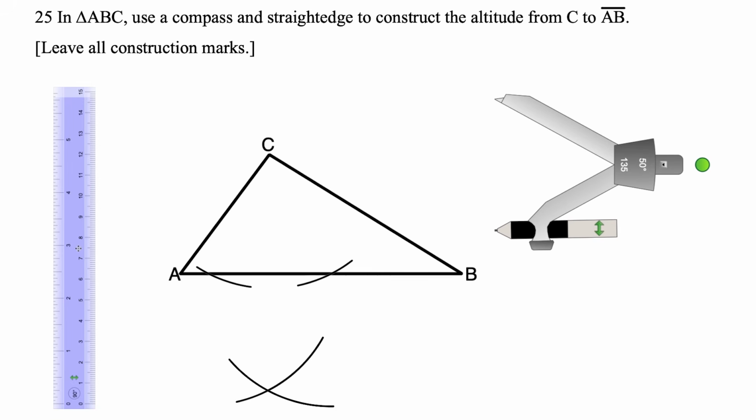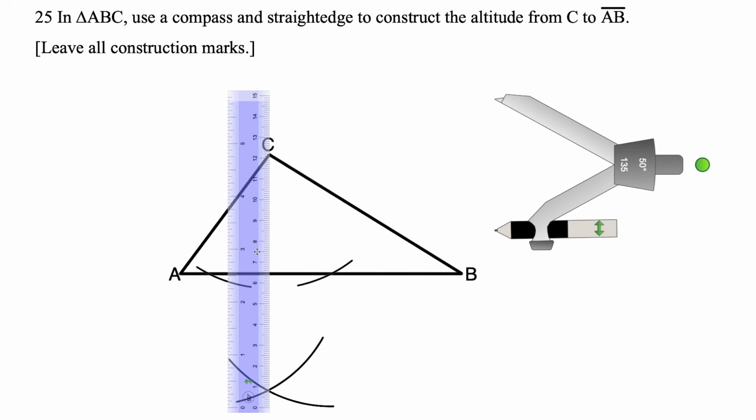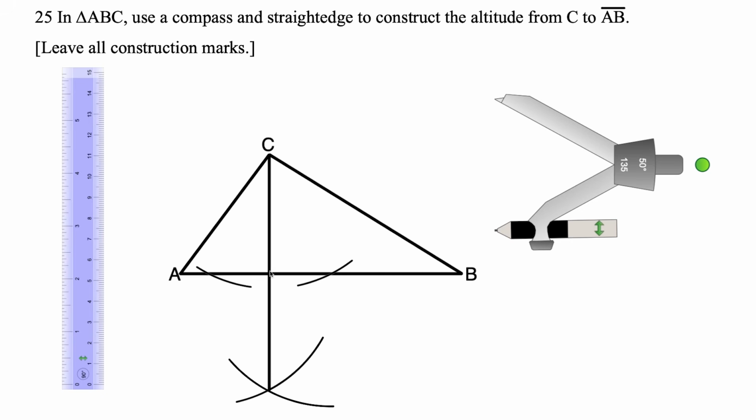Now we move our straight edge over and line it up with point C and the intersection point that we just made. So now we just connect. We drop down this line segment from point C and connect it to this intersection point. If we notice, this intersection made a 90-degree angle to the base, so we definitely have an altitude. This is the altitude of triangle ABC going through point C.